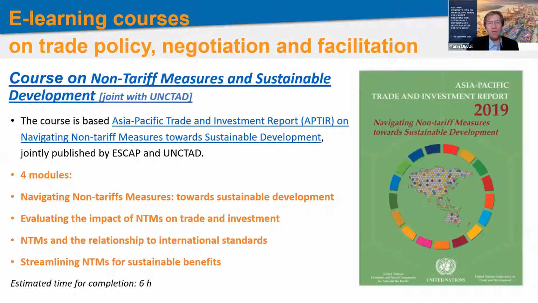And so one of the key findings we have in the report is that about half of the non-tariff measures in Asia and the Pacific can be directly and positively linked to sustainable development, right? So it's really a matter of making sure those measures are efficiently implemented so they don't cost too much to implement. So you can take a look at that course.